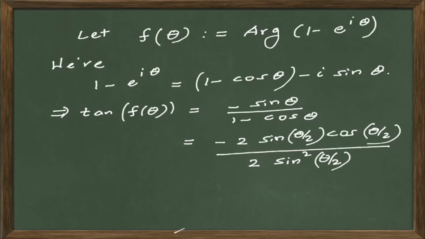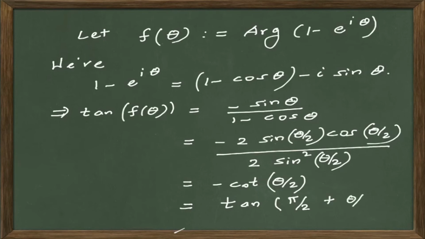We remark here that the denominator is non-zero because we are interested in the limit of f of theta as theta going to 0 from the right, and so theta is non-zero and hence the denominator is non-zero. This is nothing but minus cot theta by 2, which is equal to tan of pi by 2 plus theta by 2.